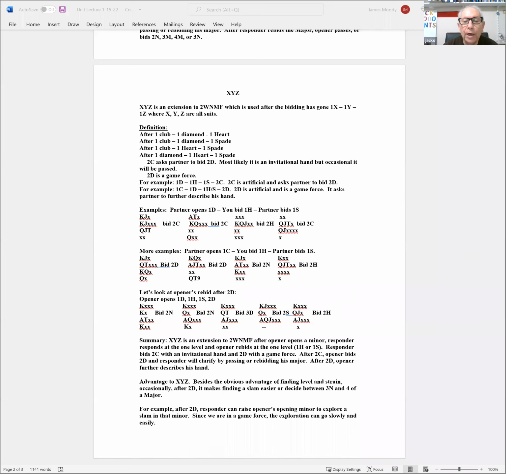Okay, so partner opens a diamond and you bid a heart and partner bids a spade. On the first example, you have an invitational hand, right? 6, 7, 8, 11. You have an invitational hand. You'd like to know how many hearts partner has. So you bid 2 clubs. And what's partner supposed to do? Partner's supposed to bid 2 diamonds, and then you can clarify why you bid 2 clubs. You bid 2 clubs, and partner will bid 2 diamonds, and now you can clarify that you were looking for heart support.